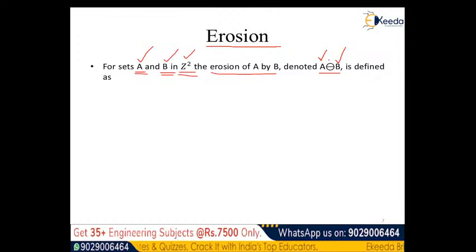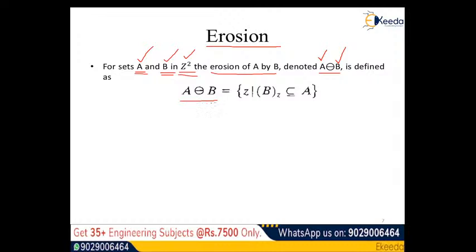The definition as per the set theory we provide here. A eroded by B, as in set theory, the definition in mathematical representation is inside the curly brackets here, and z is the parameter defining the two-dimensional space, and here B suffix z is the translation of the operation that we are going to perform, and this is said to be a subset of capital A. More details let us see here.